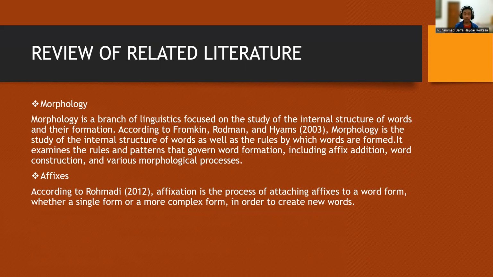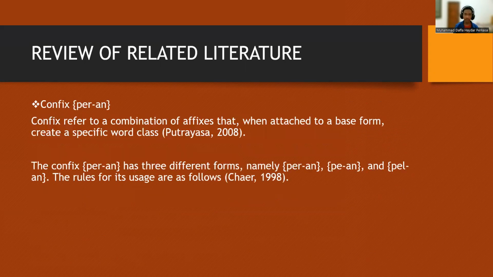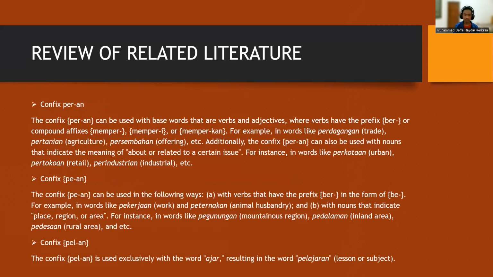And in the study, we look at affixes. Affixation is the process of attaching affixes to a word form in order to create new words. In this research, we mostly study the confix per-an, and the confix per-an has three different forms, namely per-an, pe-an, and pel-an. The rules of the confix per-an are as follows, according to Sneddon.